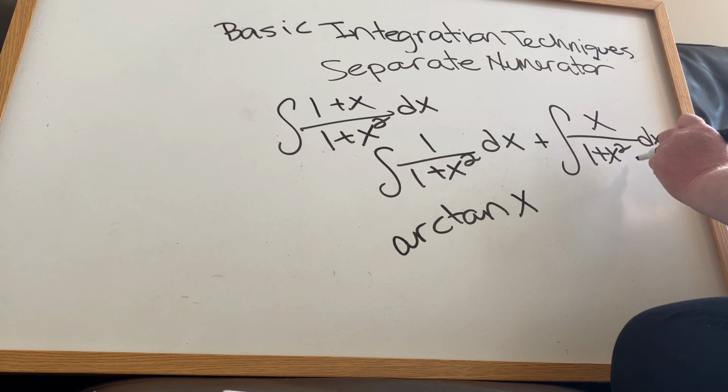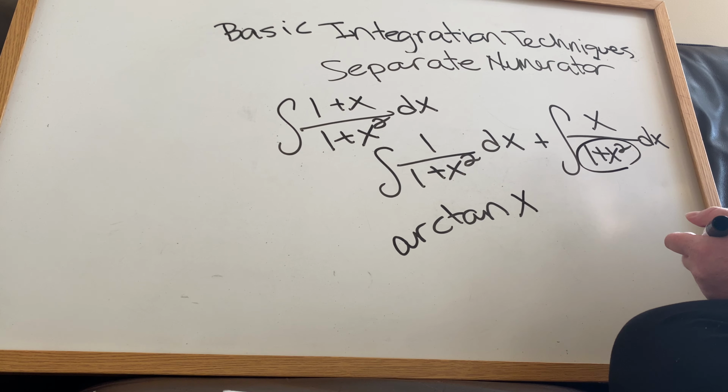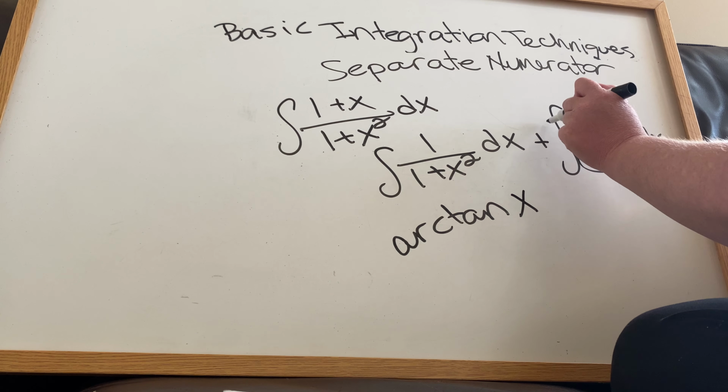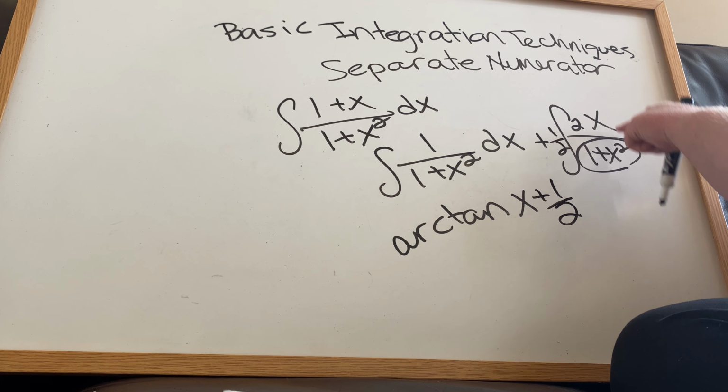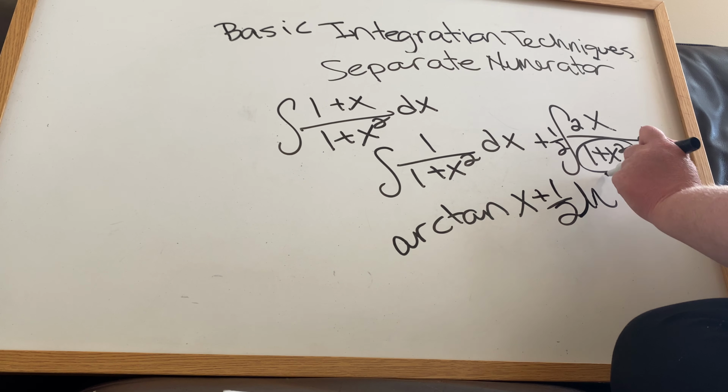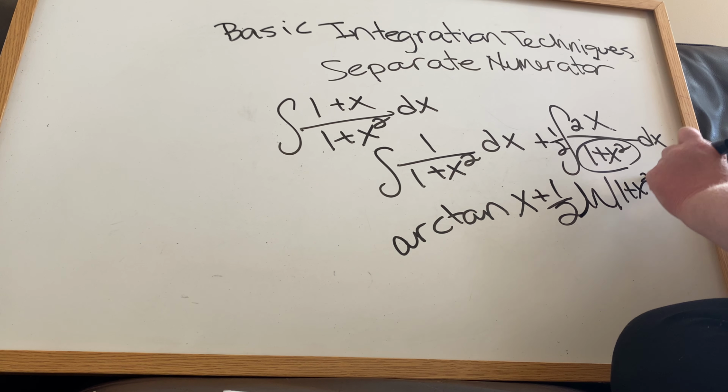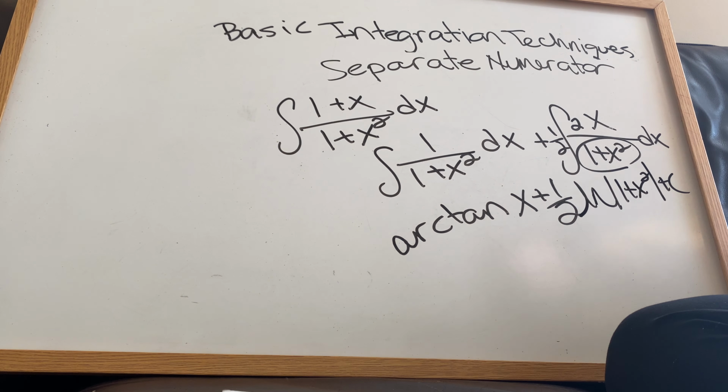So then here, your u value would be 1 plus x squared, so then du would be 2x. So you'd put in the 2 and pull the 1/2. And then you have du over u, which is natural log of the absolute value of the bottom, plus c.